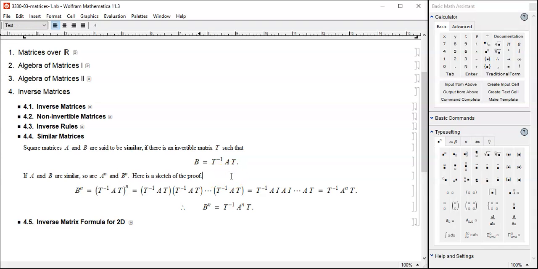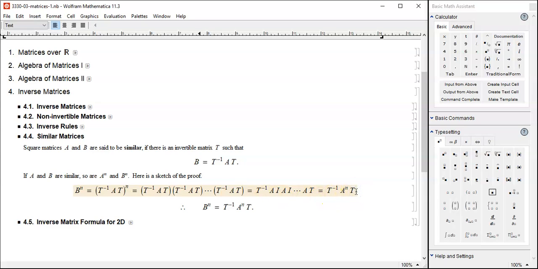And here's a sketch of proof. Here nth power means repeated multiplication. What do you mean B to the nth power? This is B, isn't it? So take the nth power, which means repeat multiplying n times. First batch, second batch, third and fourth, and all the way to the nth batch, repeated multiplication.